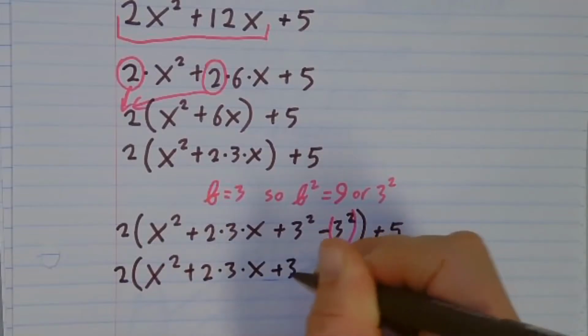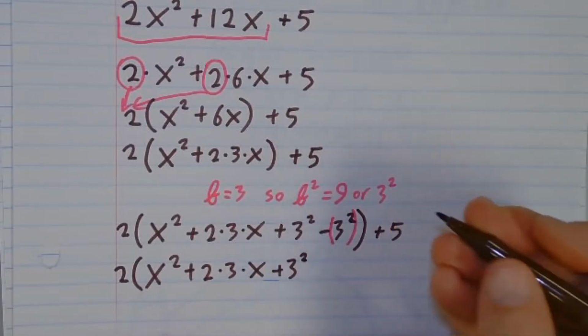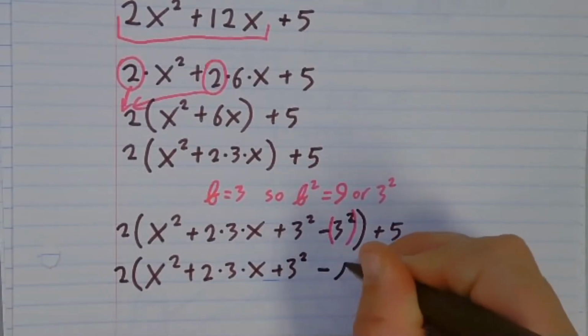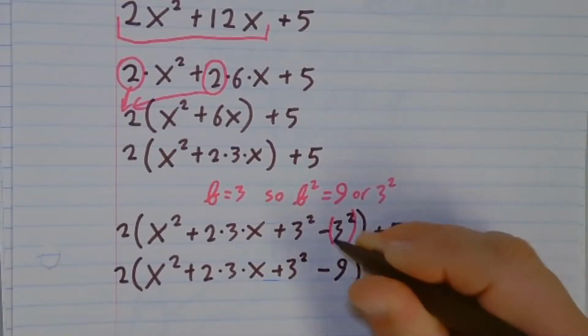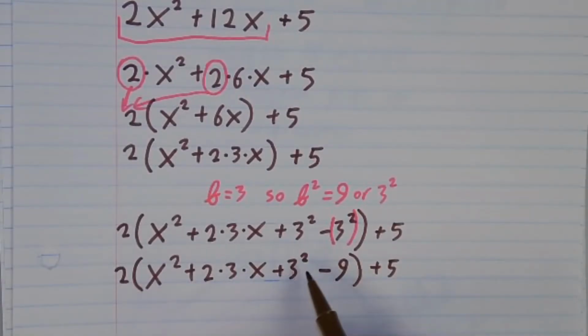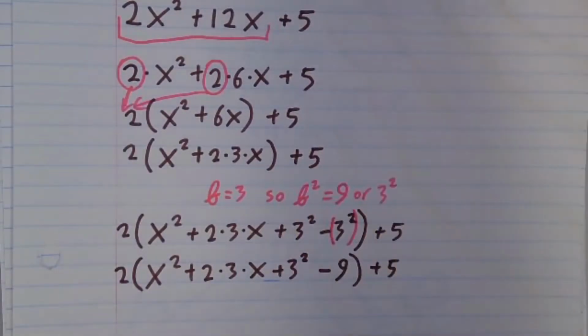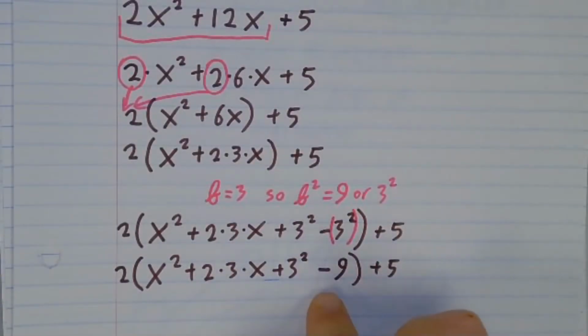But this one I'm going to keep because it makes it easier to check that it matches the completing the square pattern. But this I'll go ahead and deal with. Well, now this part I could complete the square. It matches my pattern. But before I do that, I need to get rid of this.